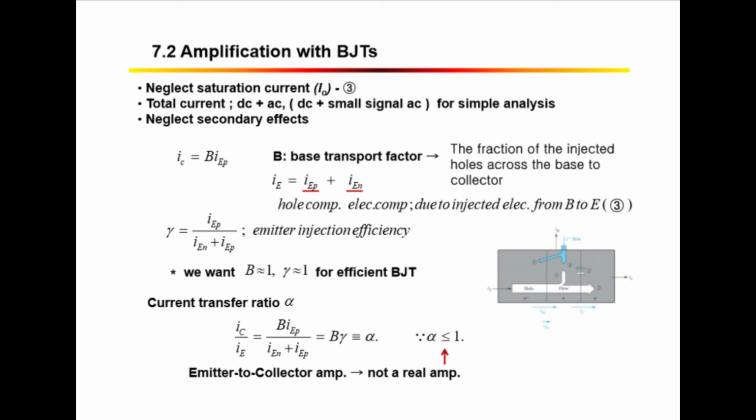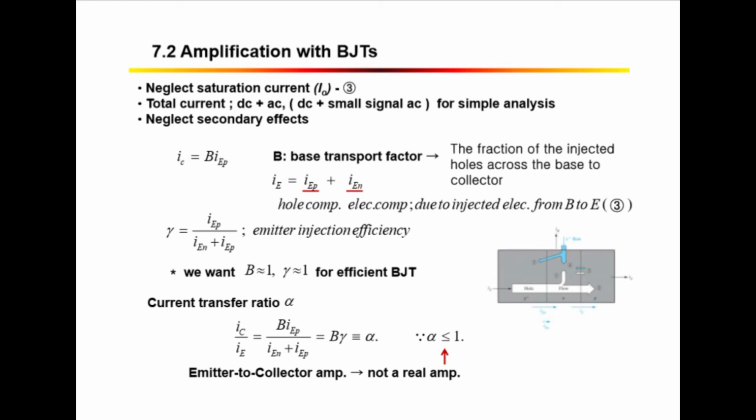And if we take the collector current divided by the total emitter current, that is, the base transport factor B multiplied by the emitter injection efficiency gamma, then this is equal to B gamma, and we define this as alpha, the current transfer ratio. That is, the ratio of collector current to emitter current gives us the current transfer ratio, which represents the emitter to collector current amplification.